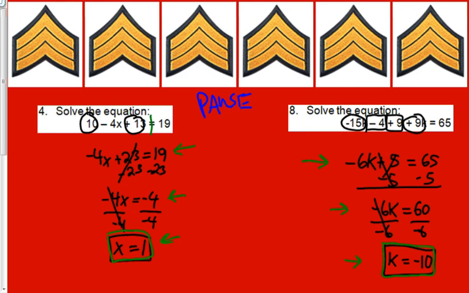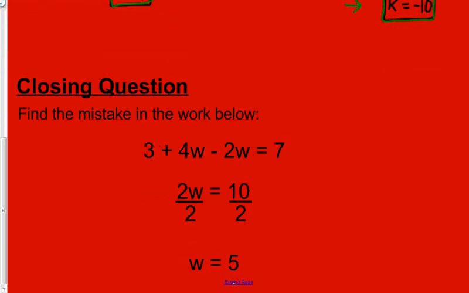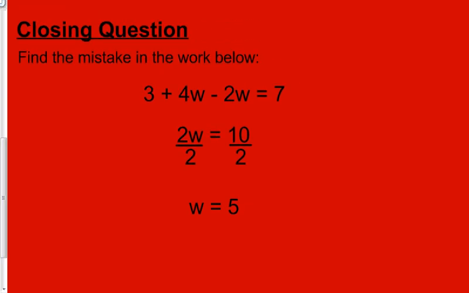All right. One final question for you to think about. What mistake is in the work shown below? So this was where it started. They did something to get to here. They did something to get here. Find the mistake in one of those 3 steps.